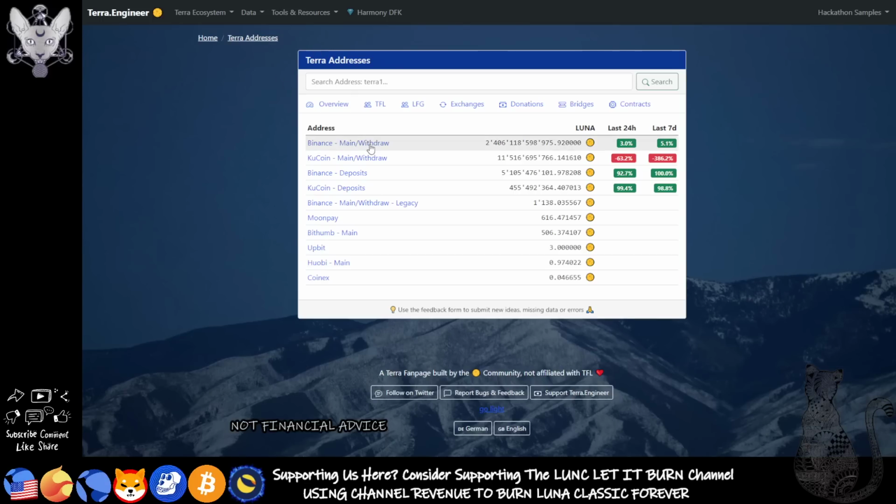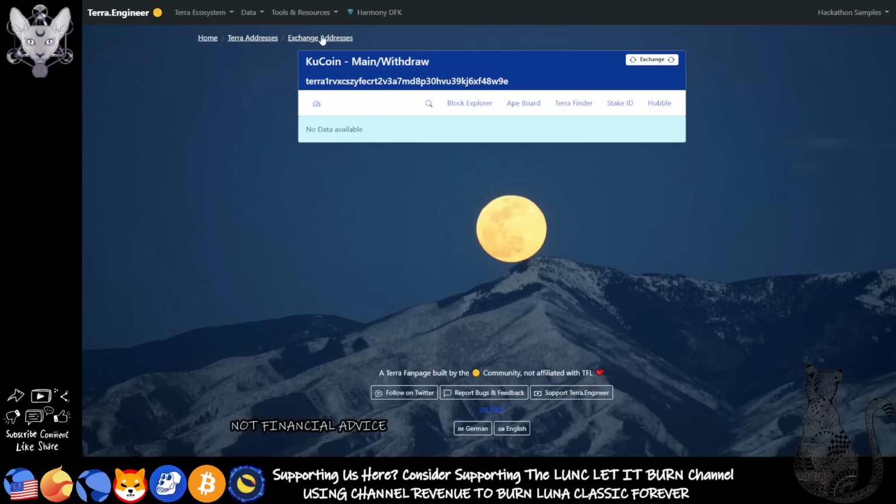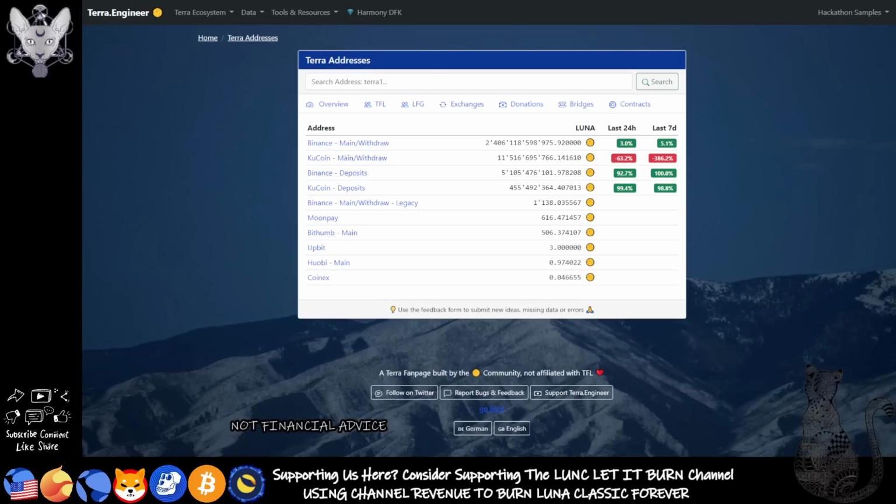So yeah, very interesting that that's not actually showing us any data. See if we can get on KuCoin. No, we cannot. So something is clearly wrong with this site.